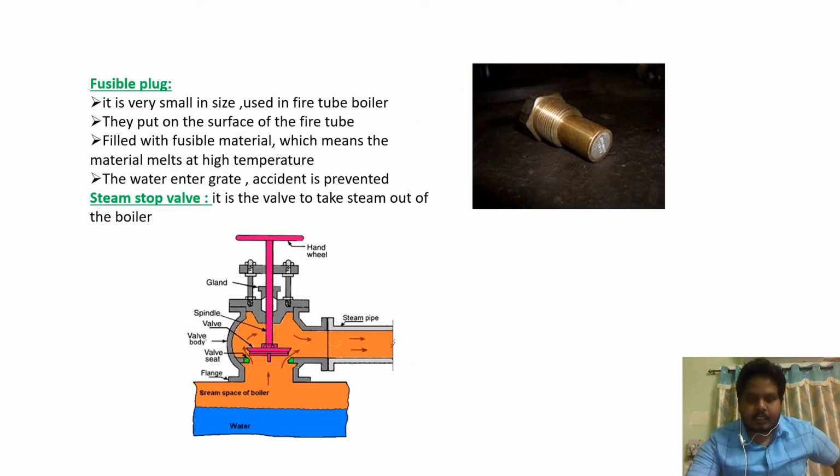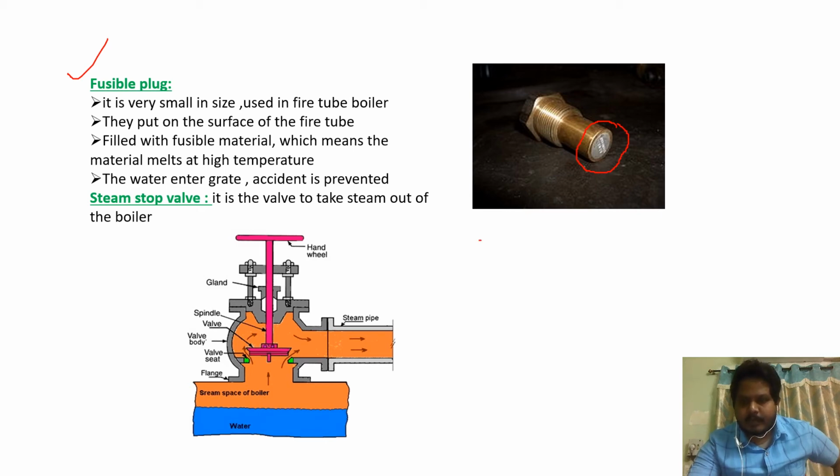Now let us see another type of mounting, the fusible plug. As you can see in this figure, it is very small in size. It is filled with fusible material. Here you can see clearly, the white material inside the plug is the fusible material. It will have a high melting point. Now, generally it is used in the fire tube boiler.